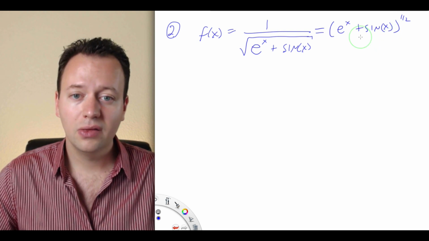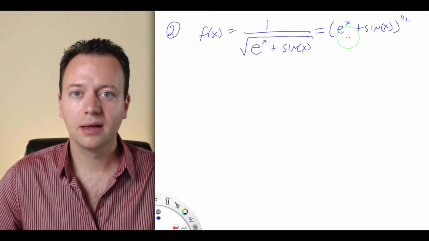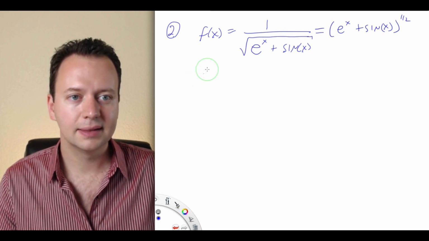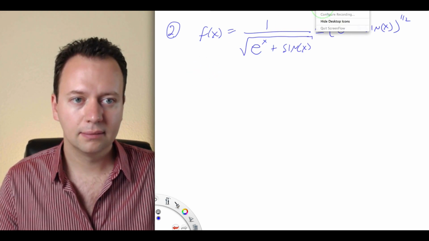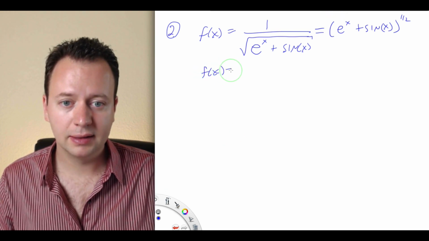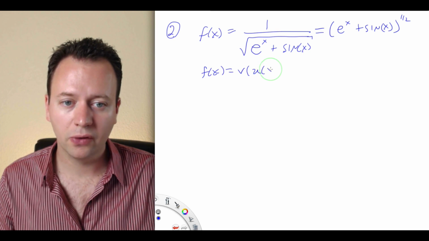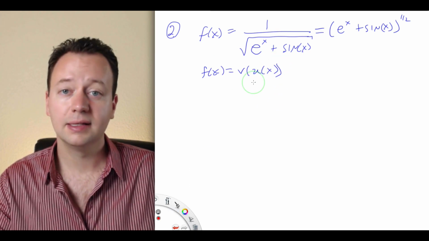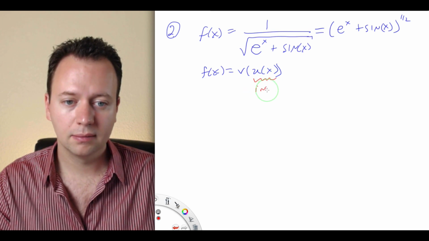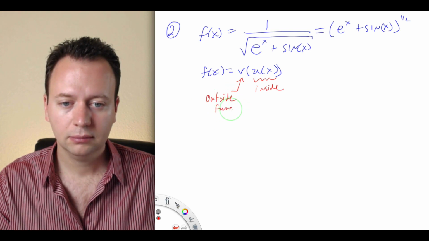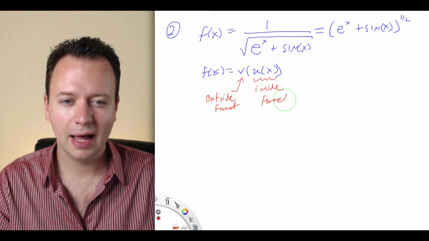Now, this f of x is really v of u of x. So we can write this as f of x is equal to v of u of x. So the u of x is the inside function, and the v of x is the outer function, or the outside function. So we have an inside function and an outside function.